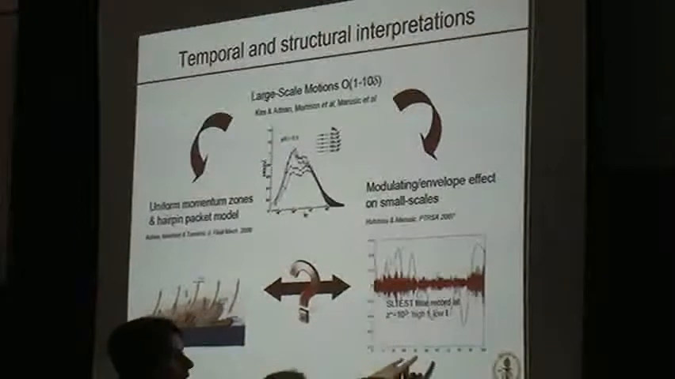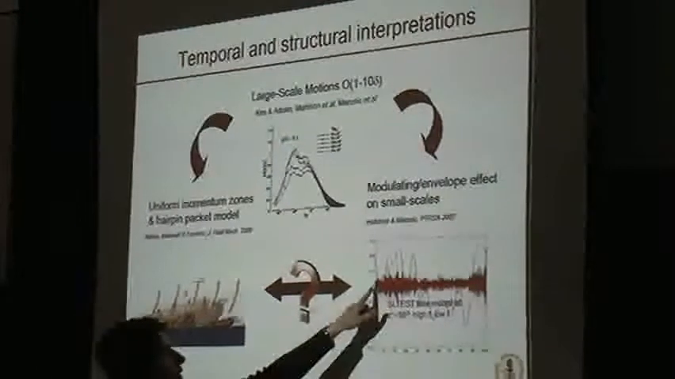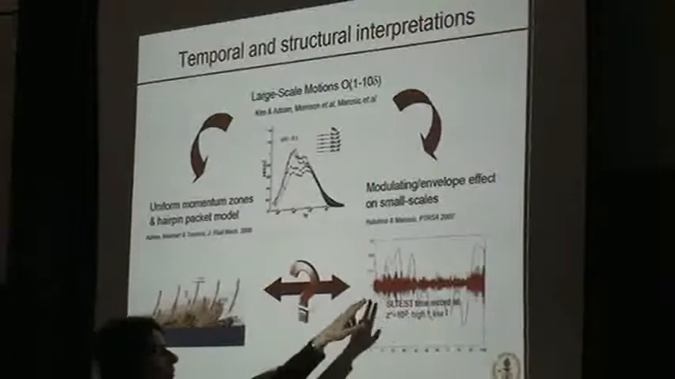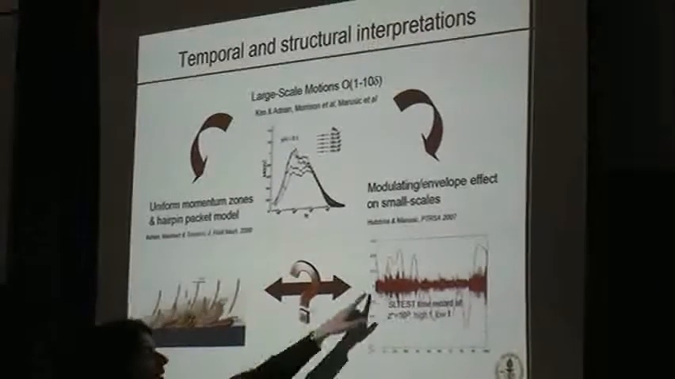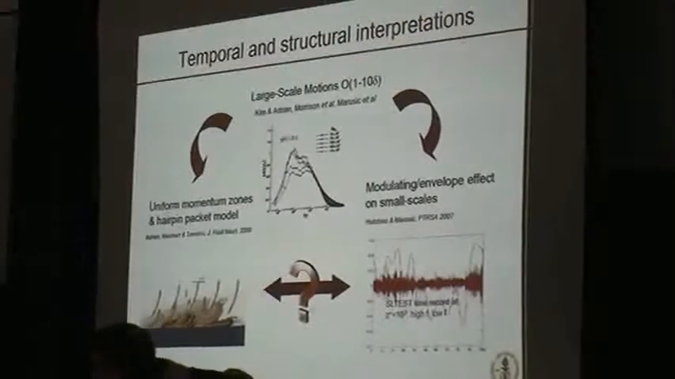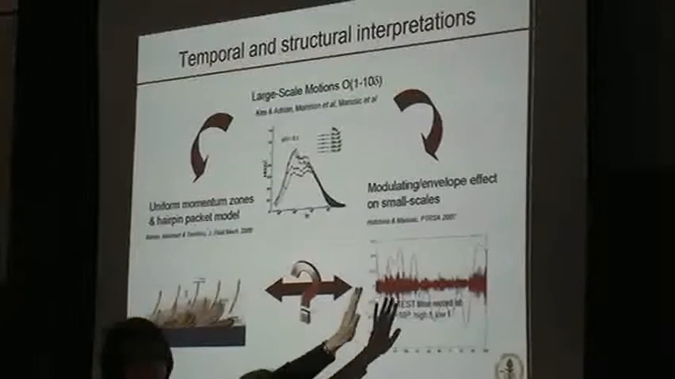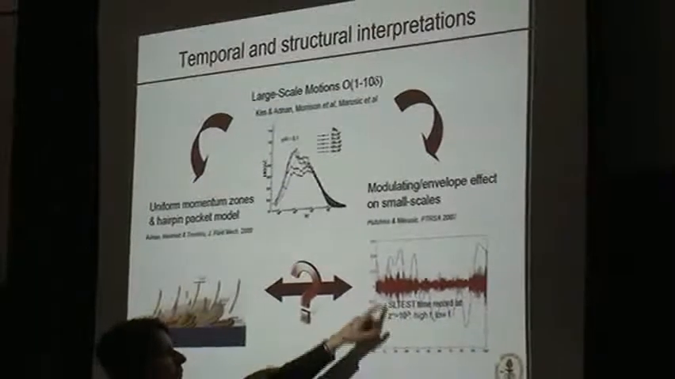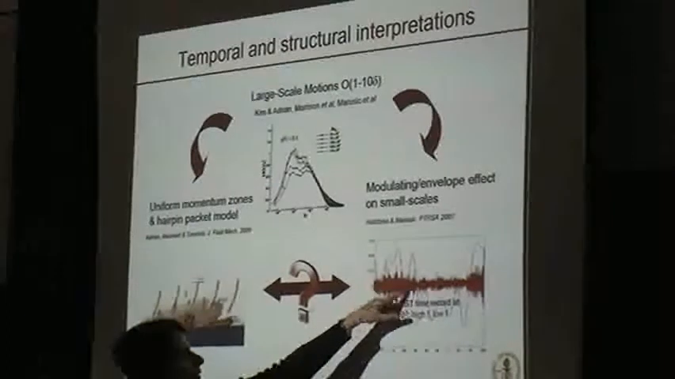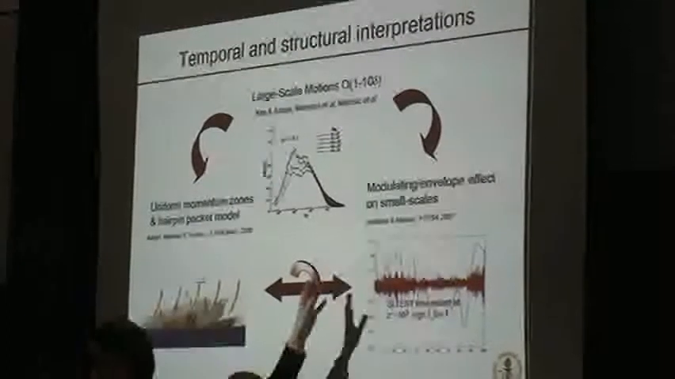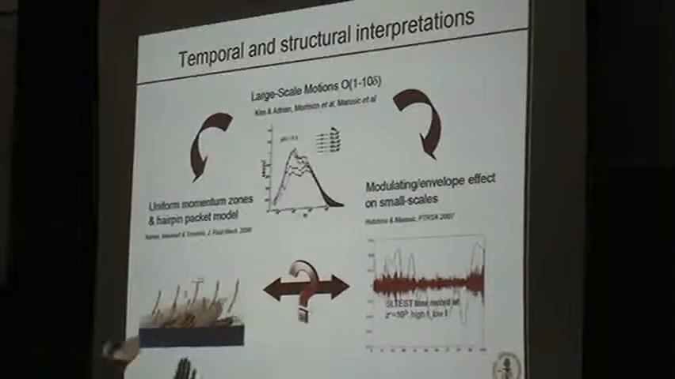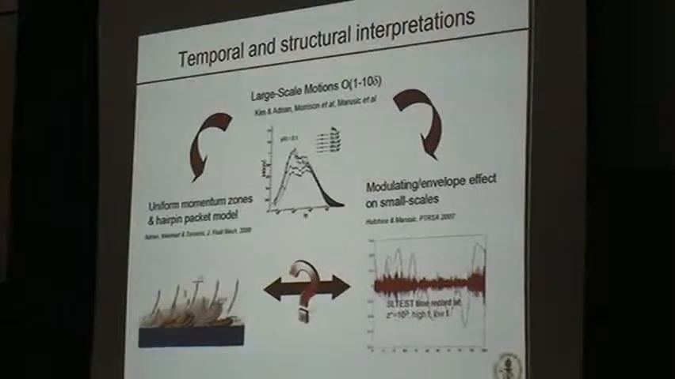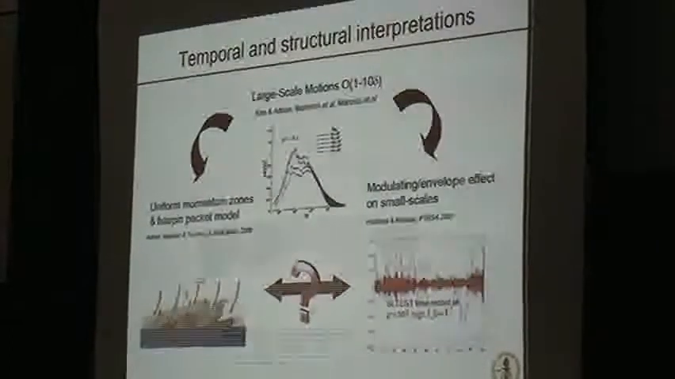So for a portion of one record, we took a low pass of the signal, a temporal low pass filter, and then the red is the high pass signal. And you can see that at this particular height, quite close to the wall, Z plus is 10 to the 3, the amplitude of the small scales responds to the amplitude of the large scales. So this is an open research question, but you can see it very clearly in the surface layer.